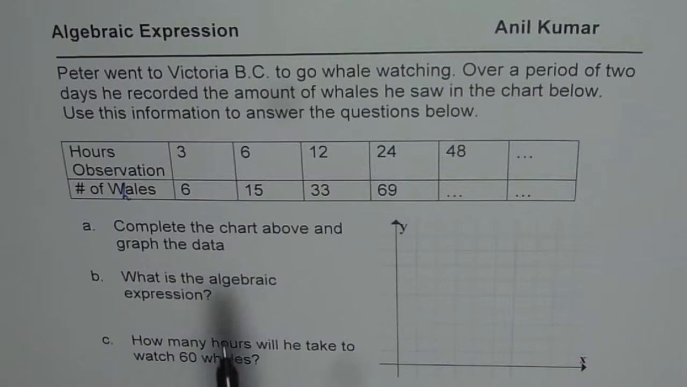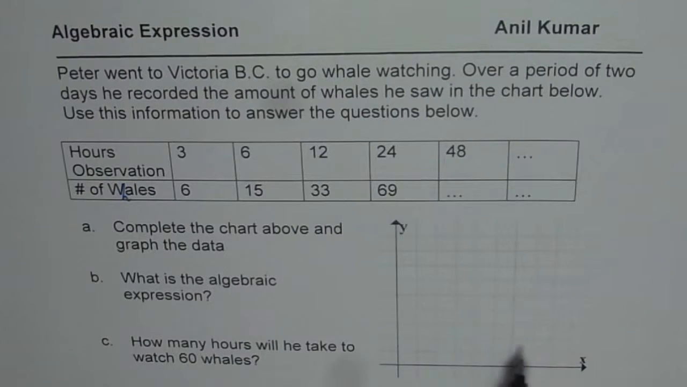The questions are: complete the chart above and graph the data. Part B is, what is the algebraic expression? And part C is, how many hours will it take to watch 60 whales? So you can pause the video, copy the question, solve, and then look into my suggestion. I have a very small graph paper here. You can make a bigger and clearer graph when you do this exercise. So let's begin by discussing how to solve such a question.